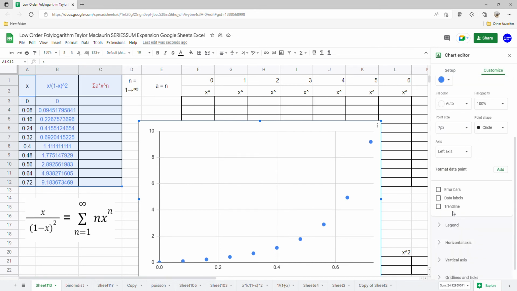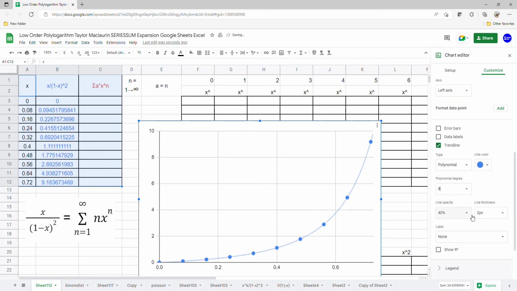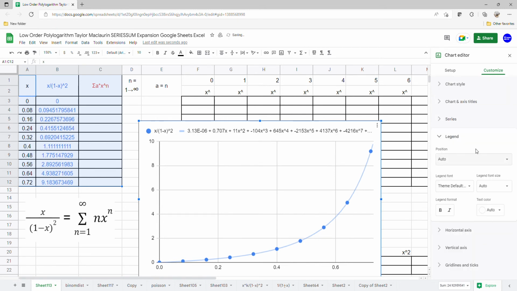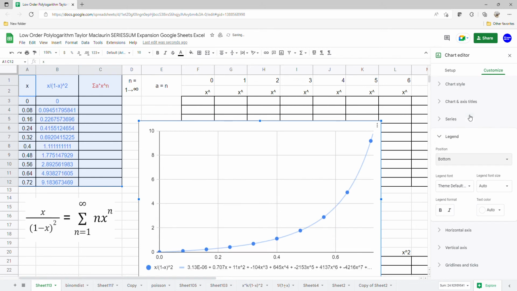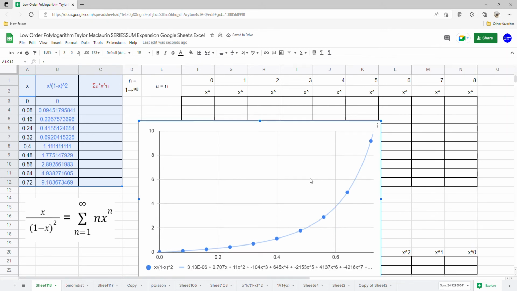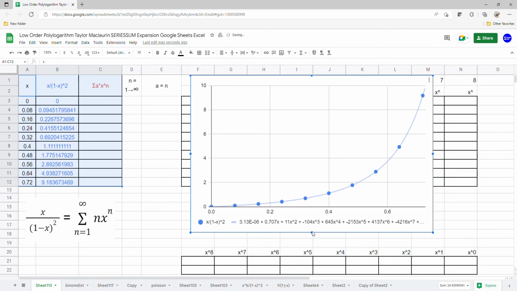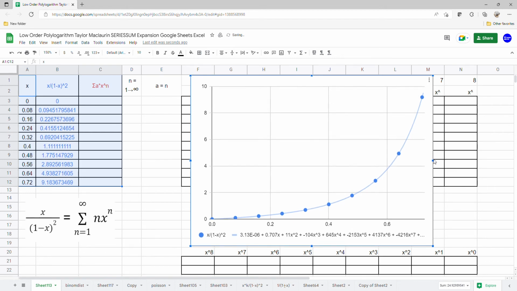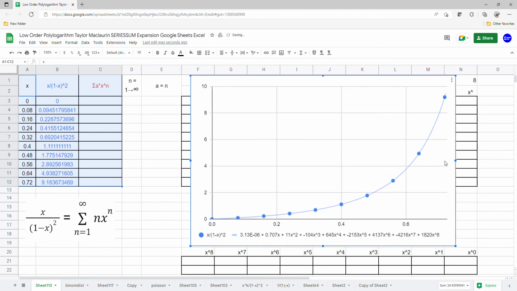Type polynomial. The degree 8. And for the legend or the label, use the equation and the legend position at the bottom. So here's our trend line and polynomial of the polylogarithm, low order.